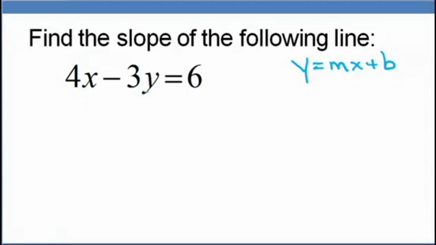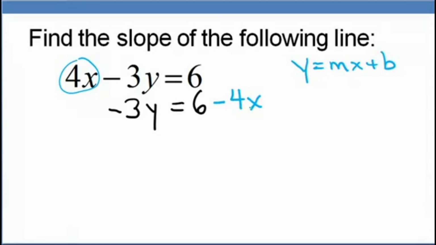So first we need to get rid of the 4x. It's a positive 4x, so we'll take it away. When we subtract on the left, it will be gone. That will leave us minus 3y equals 6. And we also have to subtract it on the right. We go back on our side with the y, and we need to get rid of this coefficient. It's a -3, so we're going to have to divide through by a -3.